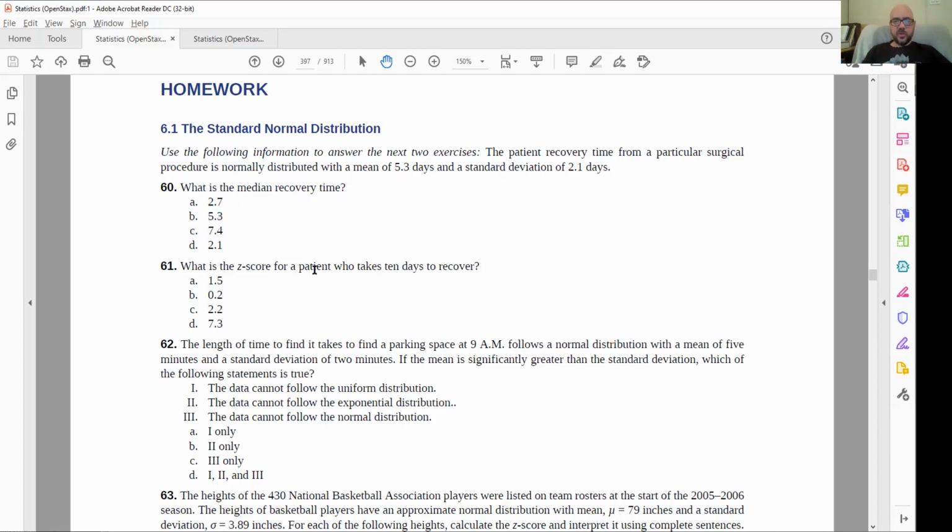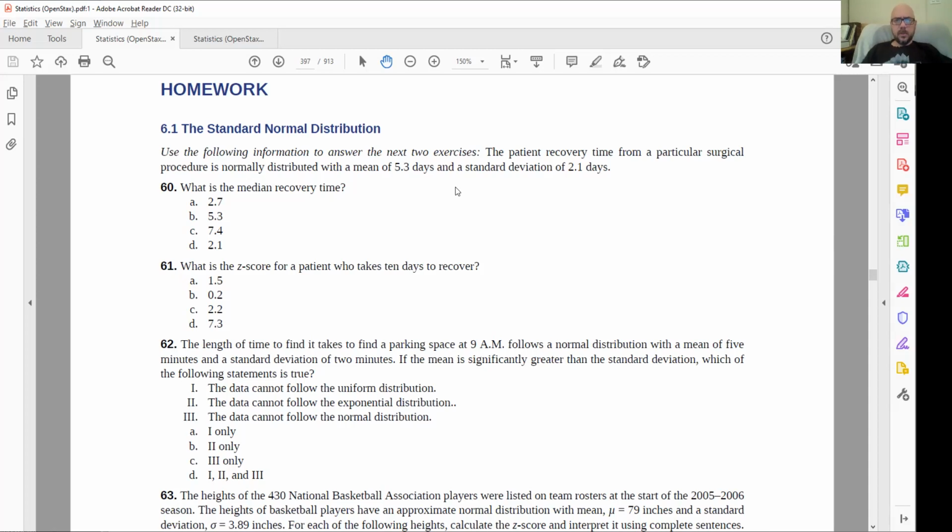What's the z-score for a patient who takes 10 days to recover? All right, so we're going to do the same thing. Now, we kind of have to use the formula here, right? We could get an approximate answer without using it, but it's going to be way better to use the formula, right? We've got decimal places here. It's not going to come out nice. So I'm just going to go to whiteboard, 10 days, and mean 5.3, 2.1.